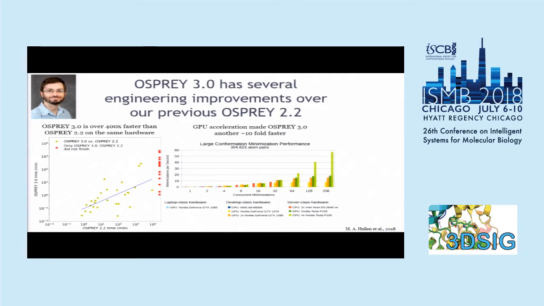The other thing that we're very excited about is that beyond this 400 times speed up, we've also made it about another 10-fold faster, especially for large designs, by adding GPU acceleration for our minimizations. And finally, we've done a lot of work to drastically reduce the amount of memory that OSPREY uses, and this has allowed us also to do much, much larger designs.